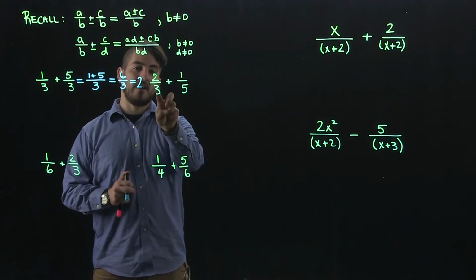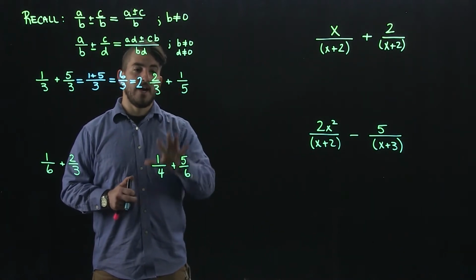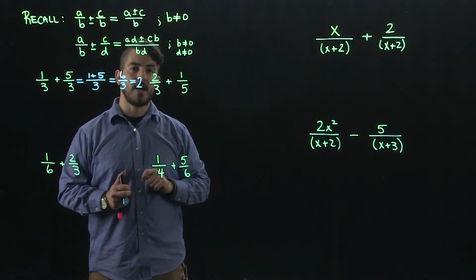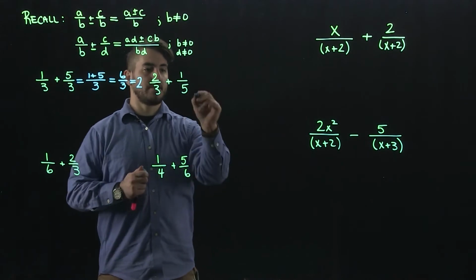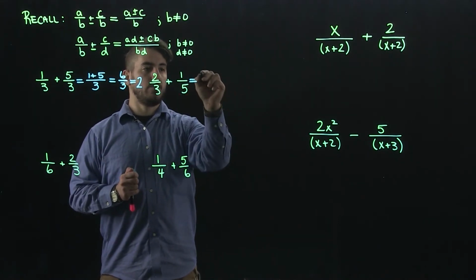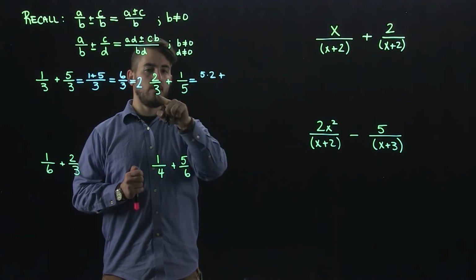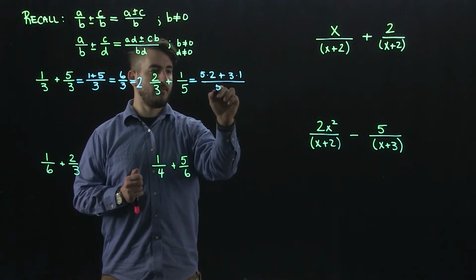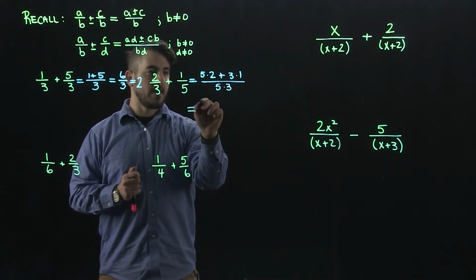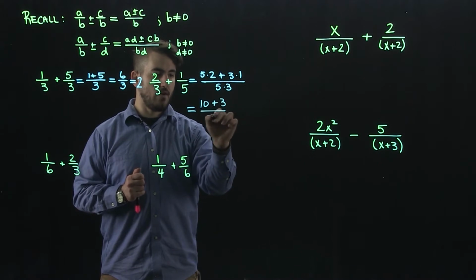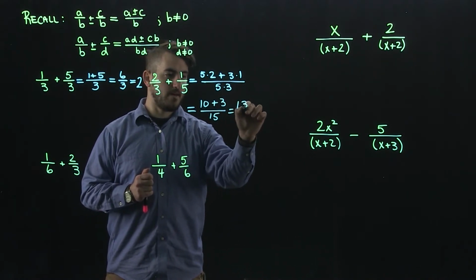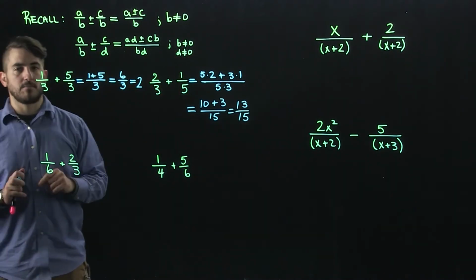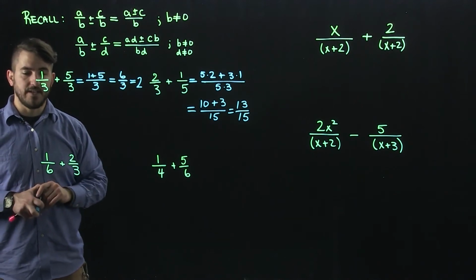Okay, so next we have 2/3 plus 1/5. Now we are going to look at the second idea here where they do not share a common denominator. So we're going to write this as 5 times 2 plus 3 times 1 all over 5 times 3. And so then this becomes 10 plus 3 over 15, which finally becomes 13 over 15. And so the sum of 2/3 plus 1/5 is 13 over 15.